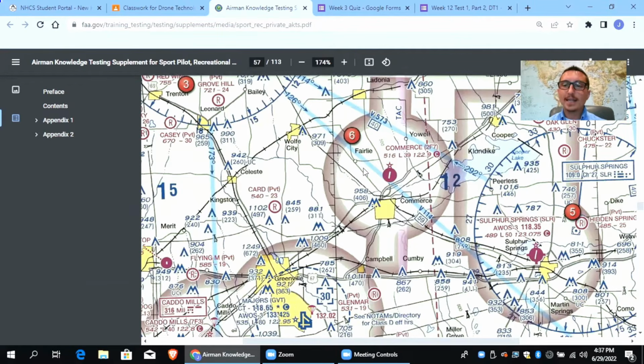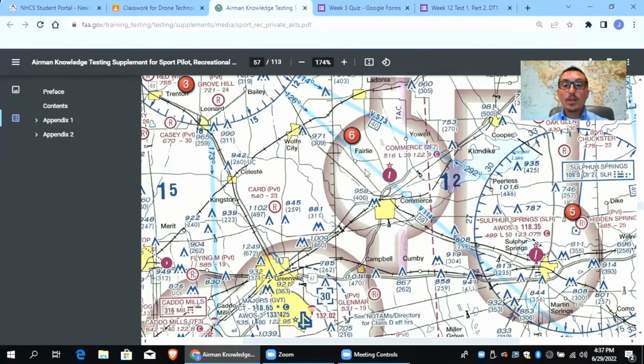So that means that the airspace doesn't start until 700 feet AGL. If there was a dashed magenta line here, then that would mean that the airspace starts at ground level. And again, go back and look at my video on that. I have another video that talks in depth about that so you can see it.